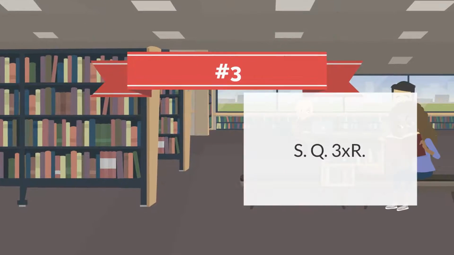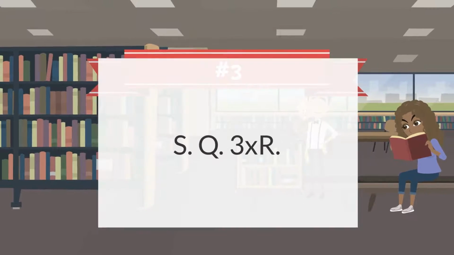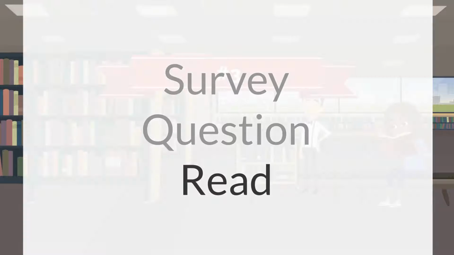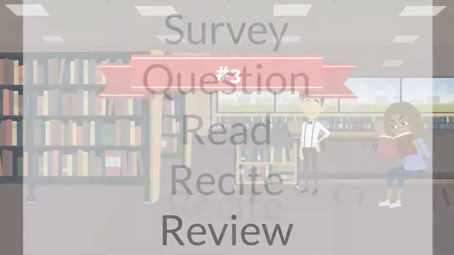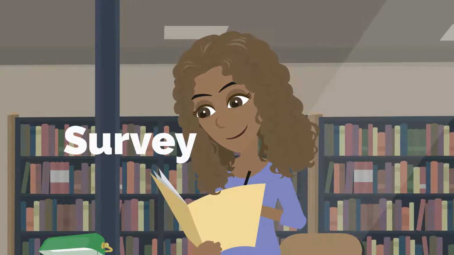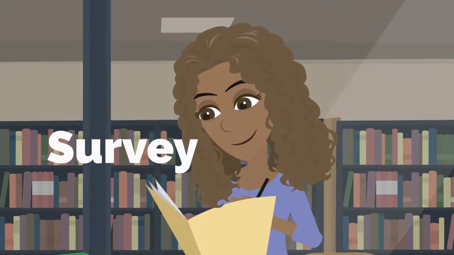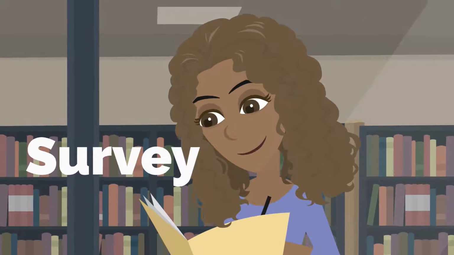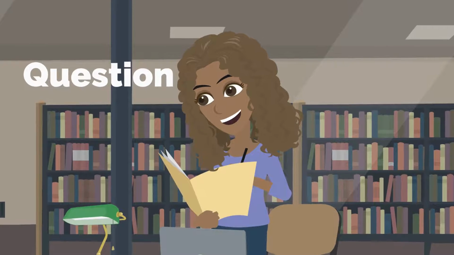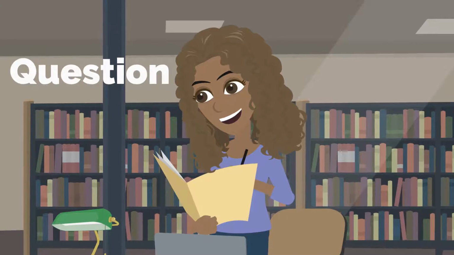Number 3, SQ3R. SQ3R stands for survey, question, read, recite, and review. With survey, you basically scan your material, headings, summaries, graphs, pictures, basically cueing the brain for information. With question, ask yourself, what do I need to know? And look for potential test questions.